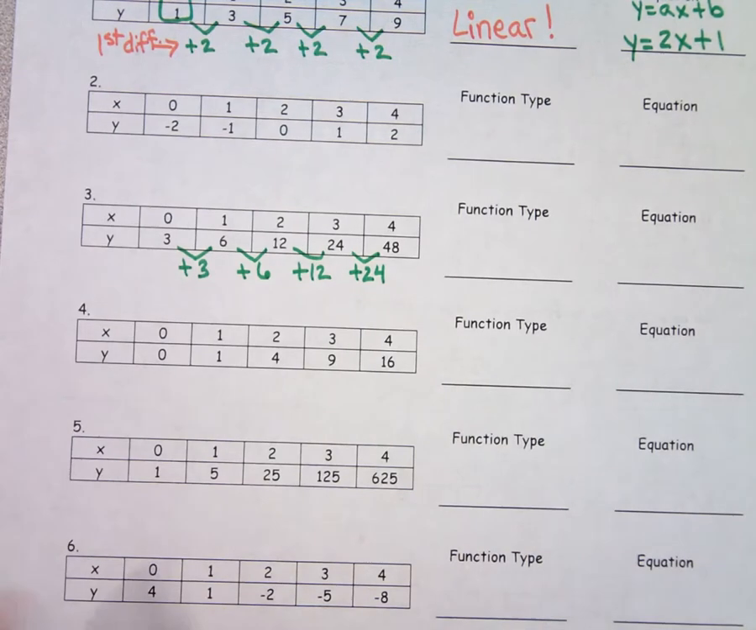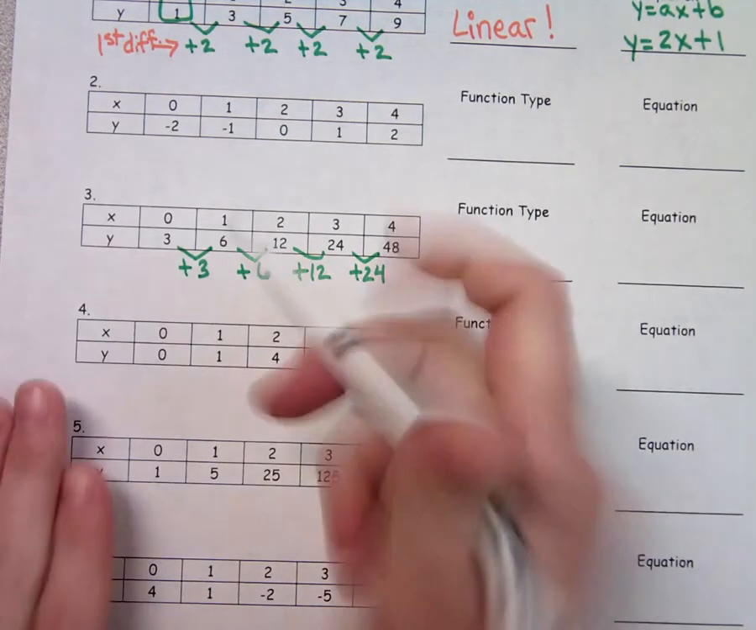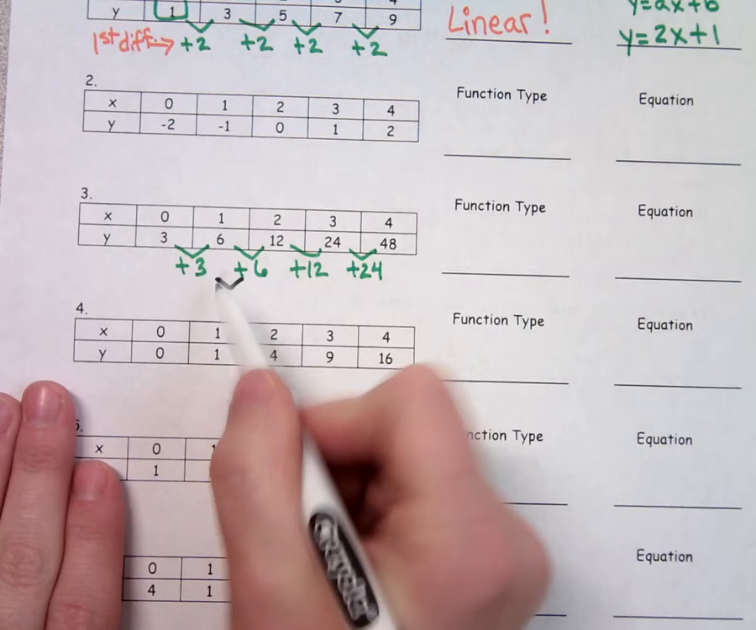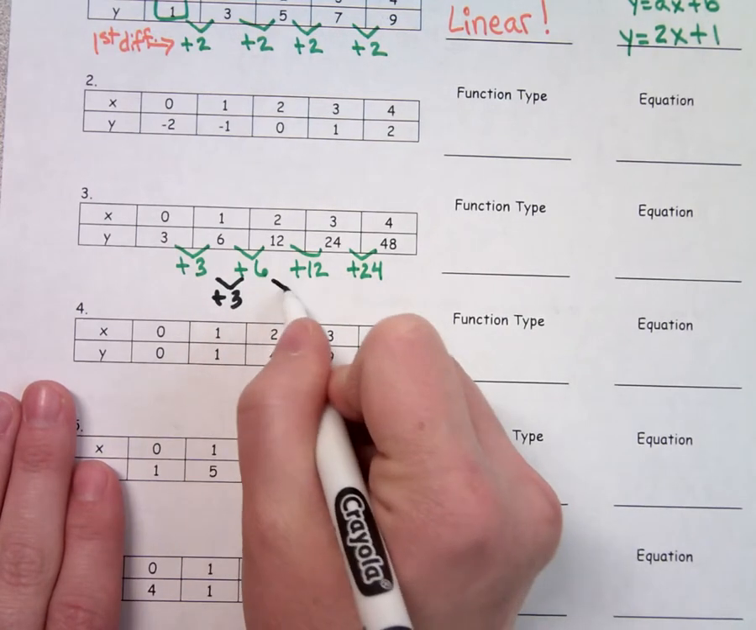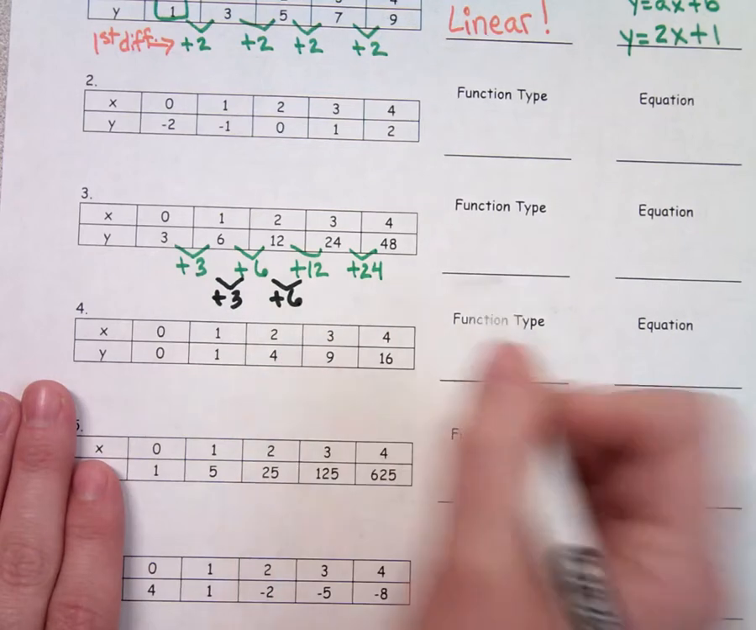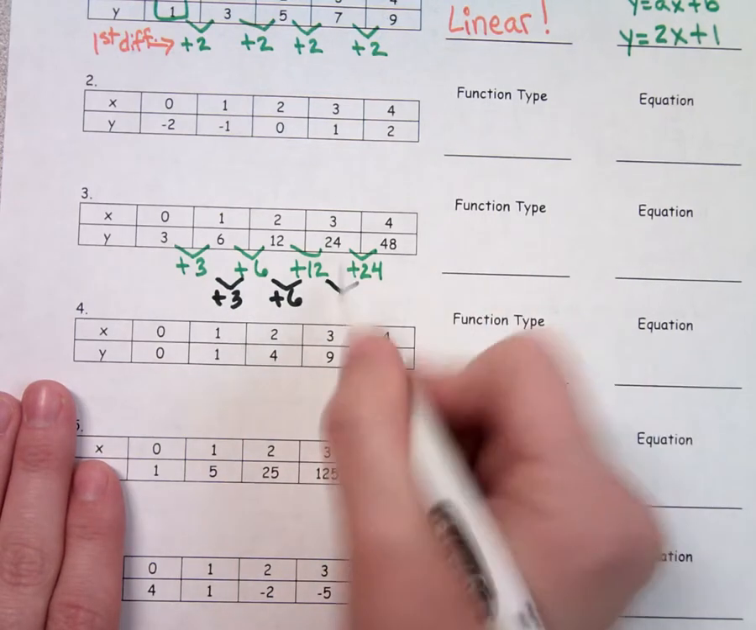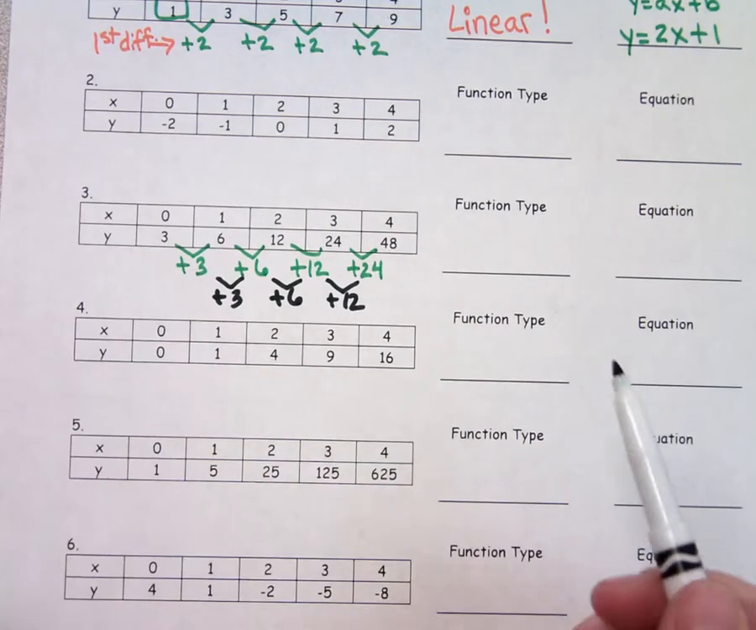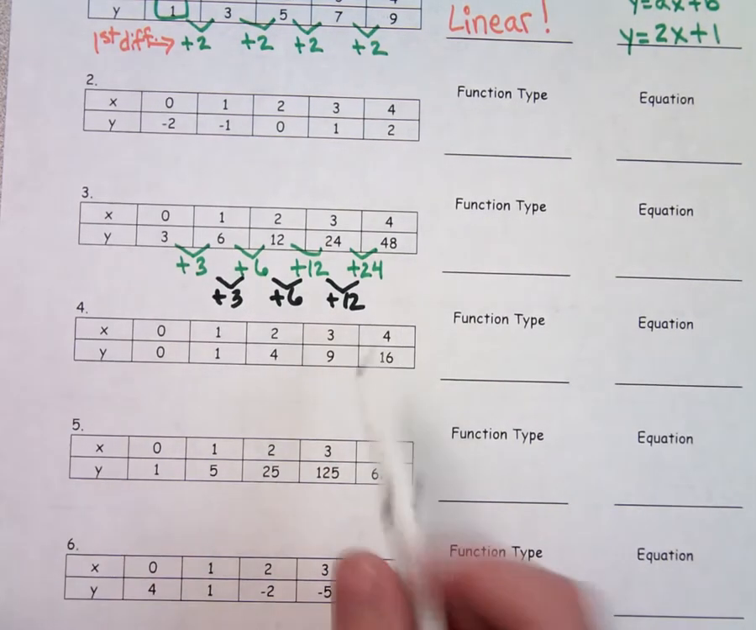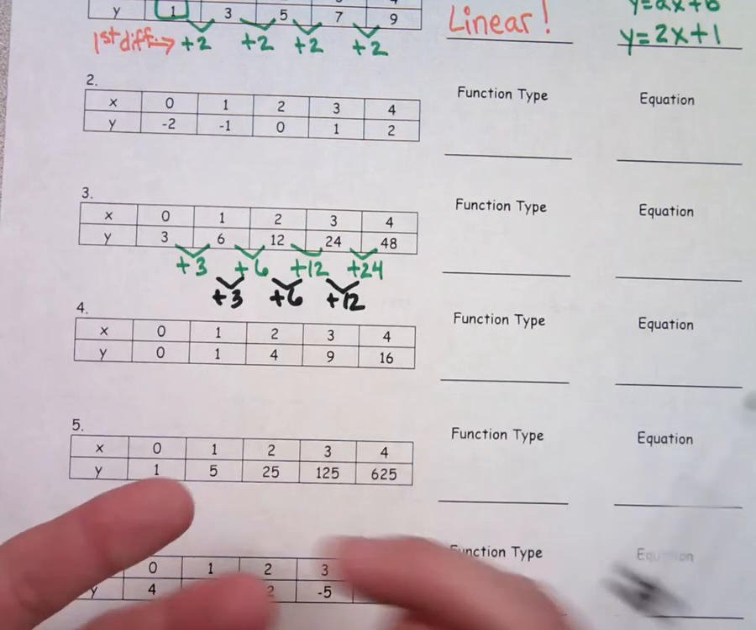Now I'm going to check to see if it's quadratic. So I'm going to check my second differences. How do you get from 3 to 6? Up 3. How do you get from 6 to 12? Up 6. How do you get from 12 to 24? Up 12. Since my second differences aren't the same, then it's not quadratic. So it's either exponential or it's neither.